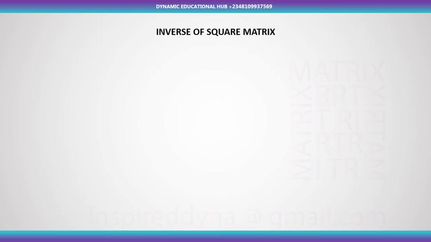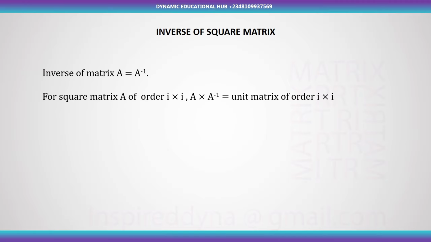Inverse of a square matrix. An inverse of matrix A simply means you raise the power by -1. So the inverse of a number or algebra is when you raise the power of that thing by -1. So for a square matrix A of order n by n, when you multiply it by its inverse, you are going to get a unit matrix of order n by n.